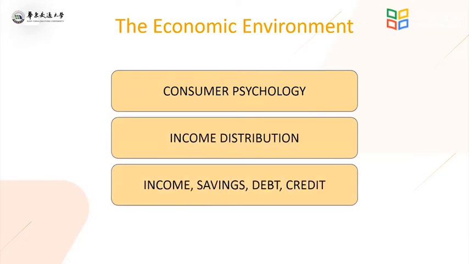Purchasing power depends on consumers' income, savings, debt, and credit availabilities, as well as the price level. As a recent economic downturn vividly demonstrated, fluctuating purchasing power strongly affects businesses, especially for products geared to high-income and price-sensitive consumers. Marketers must understand consumer psychology and levels and distribution of income, savings, debt, and credit.